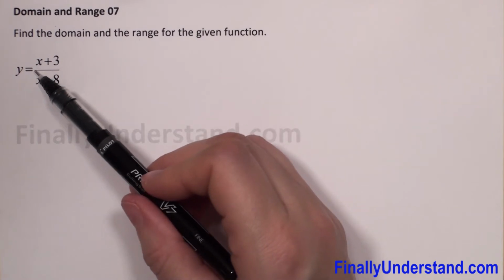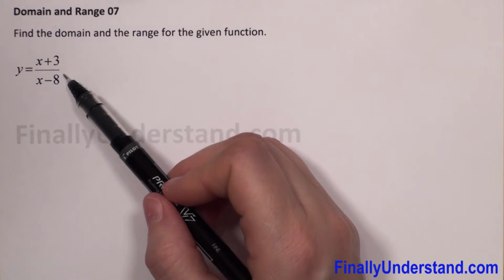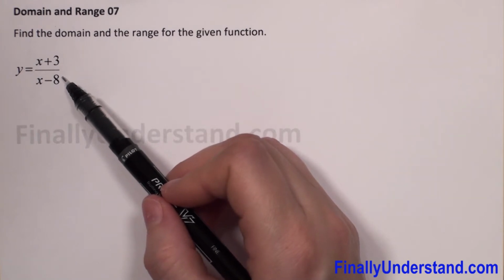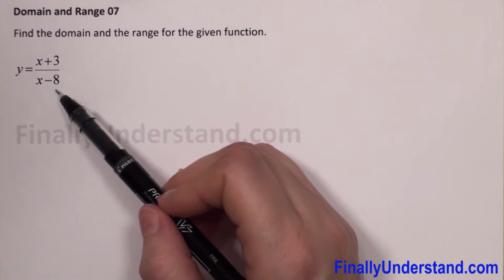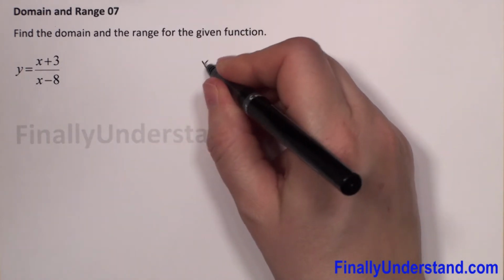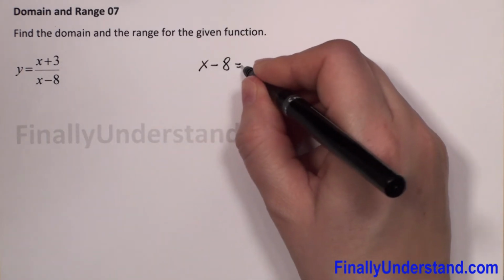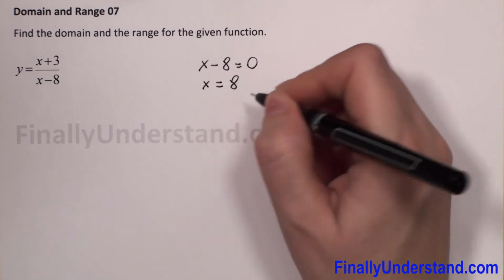But we have also here a fraction bar. The fraction bar means division. So whatever is in the denominator cannot be 0 because we never divide by 0. So let's check when x minus 8 is equal to 0. X minus 8 equals 0 when x equals 8.